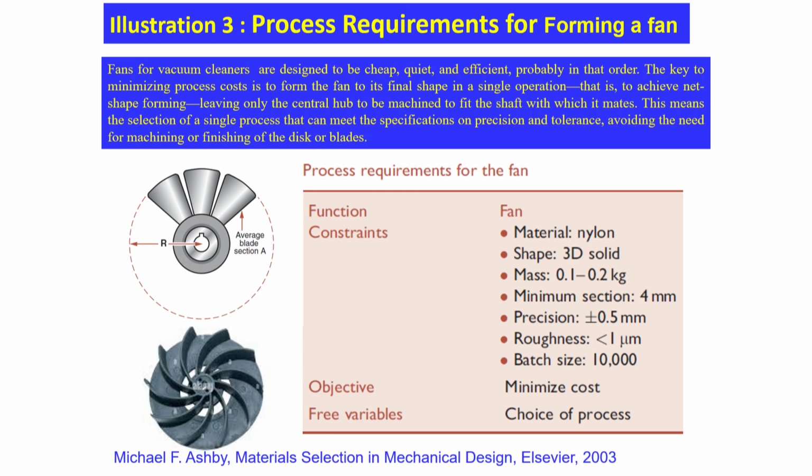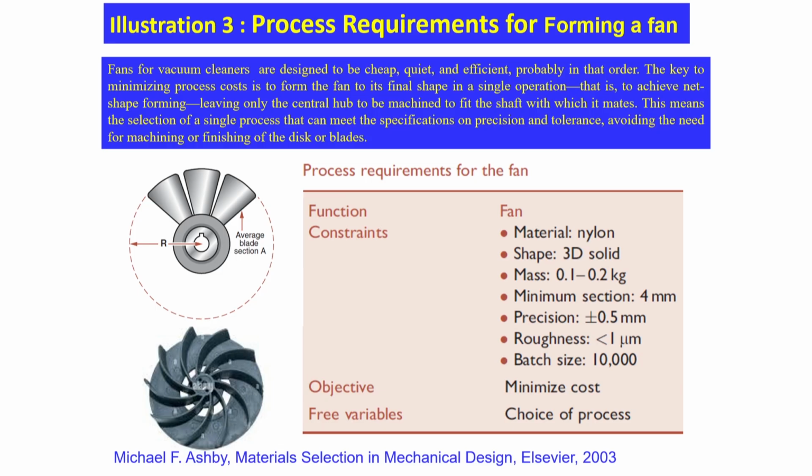So, the key to minimizing the processing cost is to form the fan to the final shape in a single operation. That is the prime aspect. If you can form the fan in a single operation, you can avoid secondary and tertiary operations, and achieve the cheapest possible way, not the best, but the cheapest. And that is the main idea. That means you select a single process that can meet the specification on precision and tolerance without much machining or finishing operations.